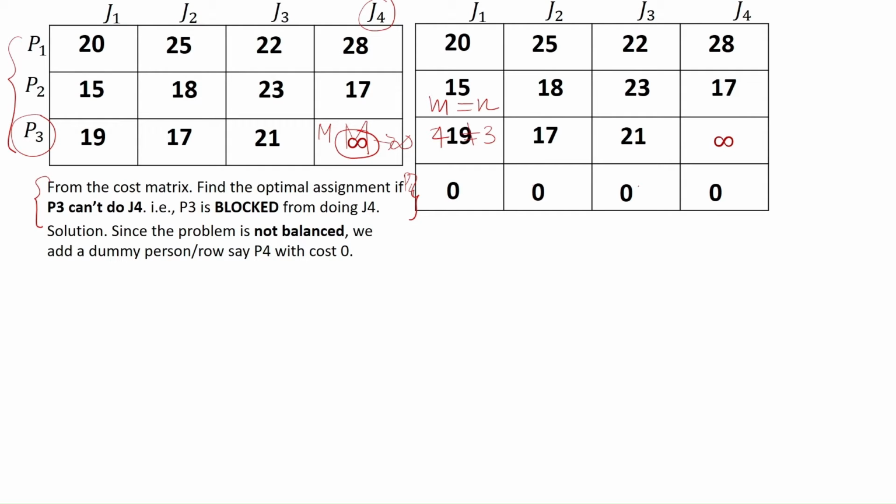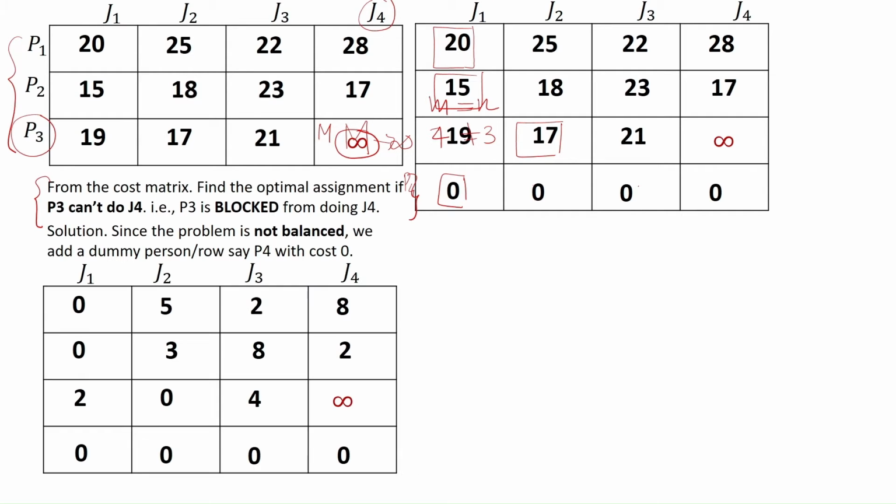So what is the first step? The first step is to find in each row the minimum element. So for instance, this 20 is the minimum in the first row. This 15 is the minimum in the second row. This 17 is the minimum in the third row, and this 0 is the minimum in the fourth row. So what we do is subtract the minimum element from each row.